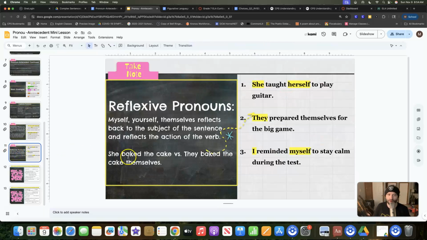And then reflexive pronouns are things like myself, yourself, themselves. These reflect back to the subject of the sentence and reflect the action of the verb. She baked the cake versus they baked the cake themselves. So she taught herself to play guitar. They prepared themselves for the big game. These ones are usually pretty self-explanatory.